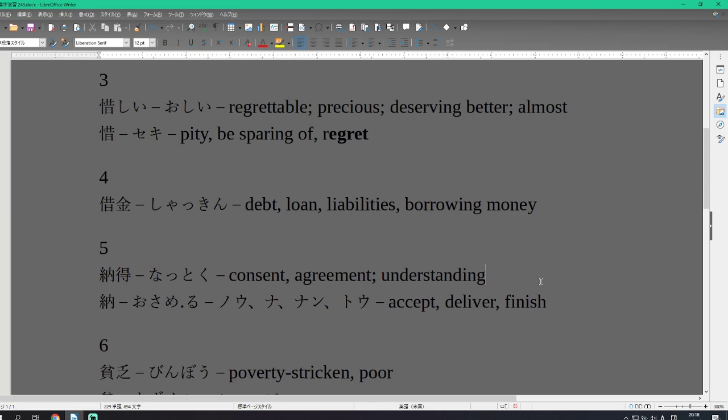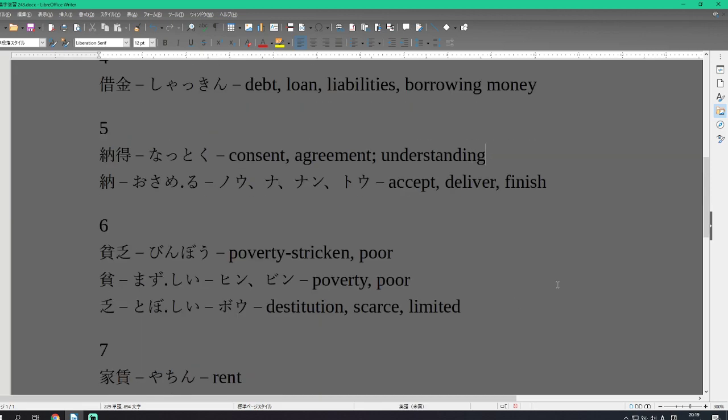Osameru, to accept, deliver, or finish. Nattoku. To accept and to earn something is to give consent for it. Nattoku is consent or agreement or understanding. To accept and earn it is to understand consent and agreement.